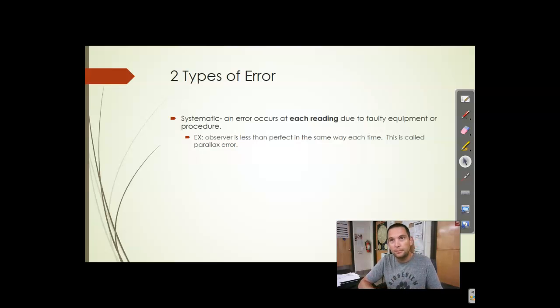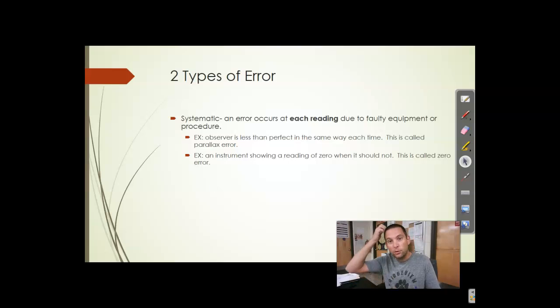For a demonstration of this, just go measure some water in a measuring cup or a beaker or anything. And then look at it from above. Look at it from below and look at it eye level. Remember, we want that eye level view of the meniscus. So that is called parallax error. That's a type of systematic error.